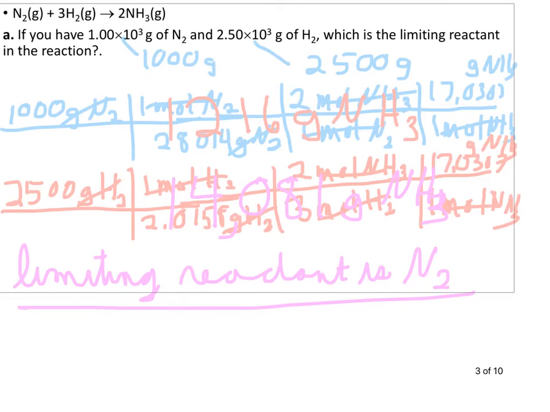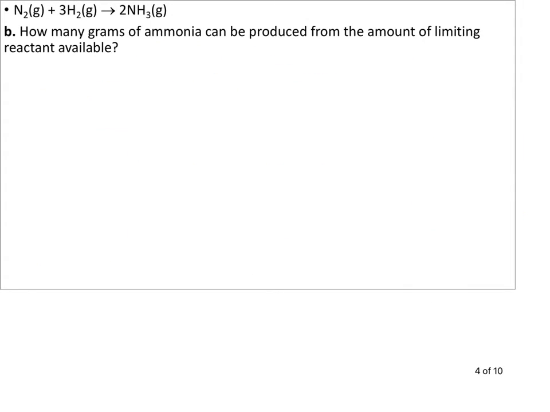On B, we're asked how many grams of ammonia can be produced from the limiting reactant available. From the preceding work we did on the preceding slide, from the nitrogen we figured out we had 1,216 grams of ammonia being produced, which is too many sig figs. We should only keep 3, so we'll round it to 1,220 grams of ammonia.